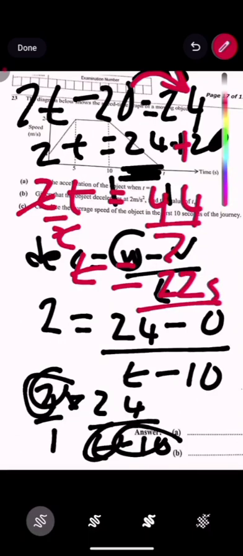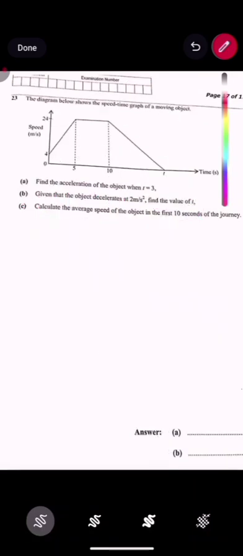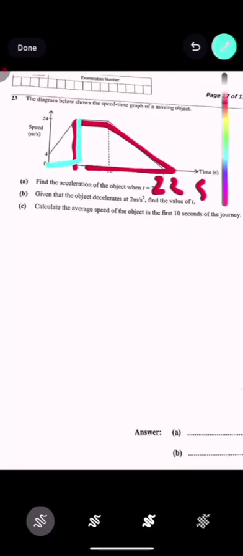Okay, so the mistake is here. So here we have 22 seconds. Last, calculate the average speed of the object in the first 10 seconds of the journey. So the average speed of the entire object. So what shapes can we create here? We can see a trapezium here and also another small trapezium, this one.